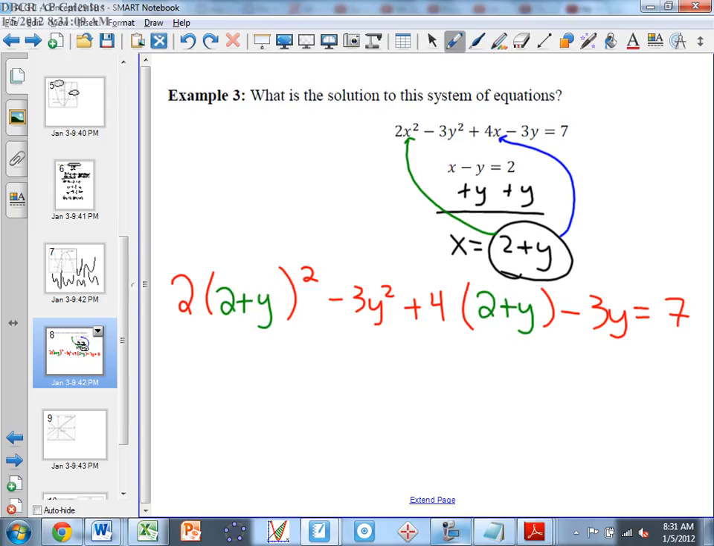Now, the 1 over here is easy. You're just going to distribute the 4. But over here, you have to remember, you need to FOIL first and then distribute the 2. Again, please write this down if you didn't write it down or if you don't know this right off the top of your head. You cannot distribute this 2 in here.